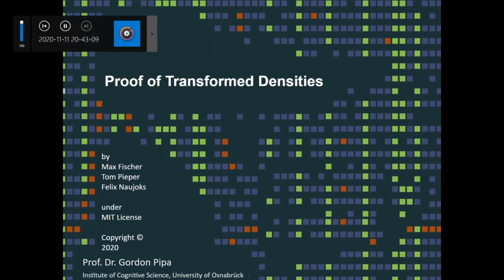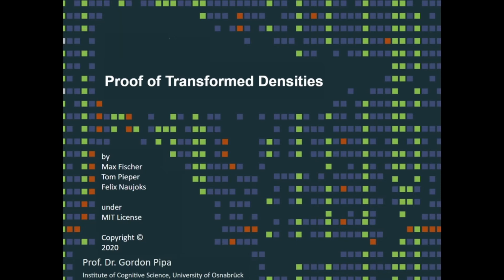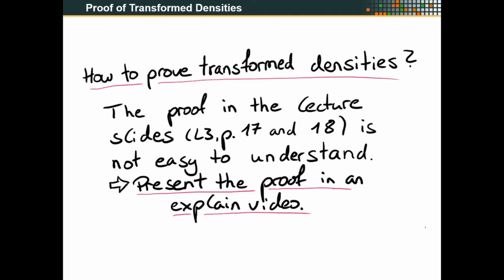In this video, we want to explain the proof of transform densities. We will go over the theoretical proof and illustrate the resulting formula on a real-world example. Our question was how to prove transform densities. The proof in the lecture slides is not easy to understand. Present the proof in an explain video.